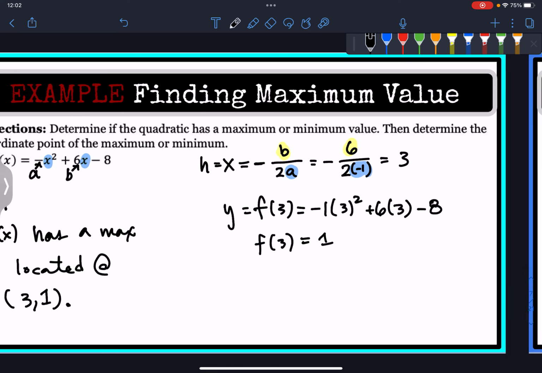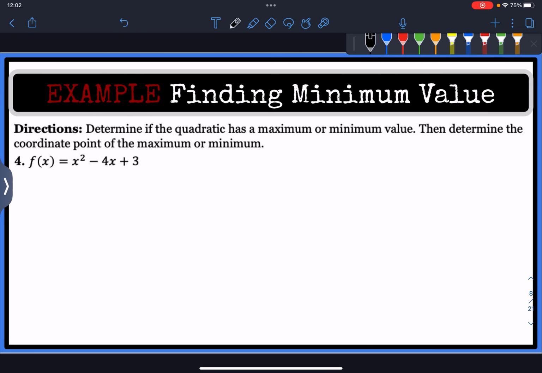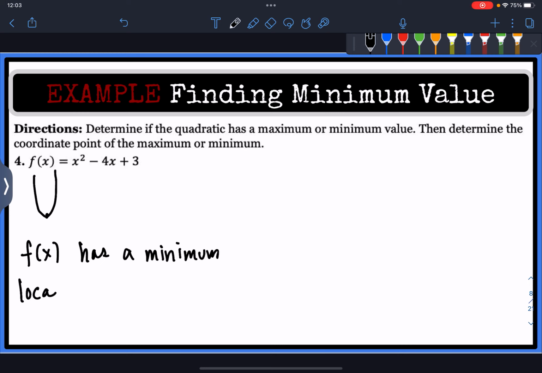Let's do another example where we find the minimum value. In this example, since the quadratic again has a value of 1 for a, our parabola is going to open upwards, and f of x has a minimum. Where is that minimum value located? We find it by first figuring out the x coordinate of the vertex using -b divided by 2a, where b is -4 and the a value is 1.